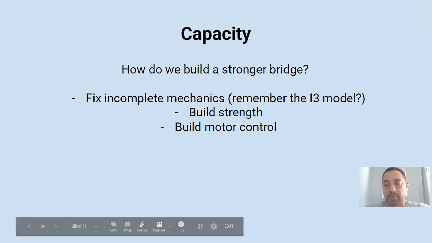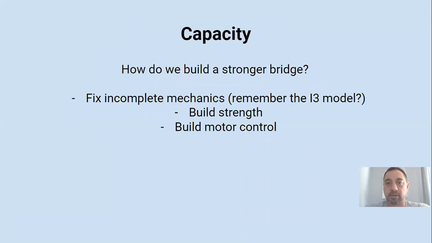Well, first, this goes back to the I3 model. You have to fix the incomplete mechanics. Once you've solved that, then you have to build strength in the new mechanics, and then you build motor control. The way I like to think of it is stabilize it, strengthen it, and then dynamically strengthen it.